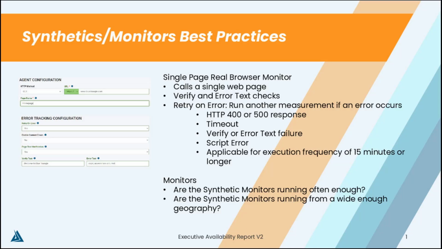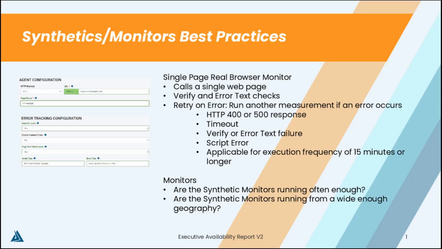Under the error tracking section of the monitor configuration when you set it up, you can add text checks. You can verify text that should be on the page and also for an error message. If the verified text is not on the page, the monitor fails. If the error text is found, the monitor fails, which brings us to retry on error. This is a mechanism to kind of thwart or get past some false negatives. So if a monitor runs and it fails, by turning on the retry on error, it will then immediately run that monitor again.